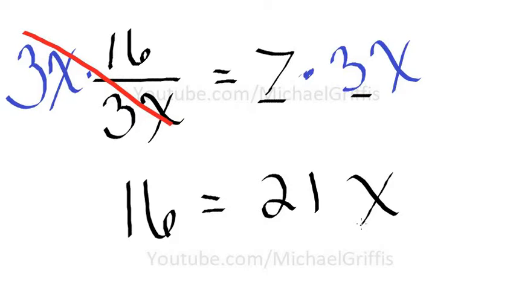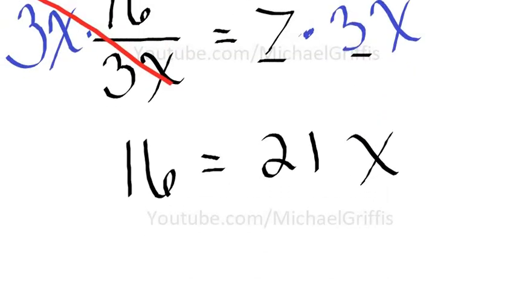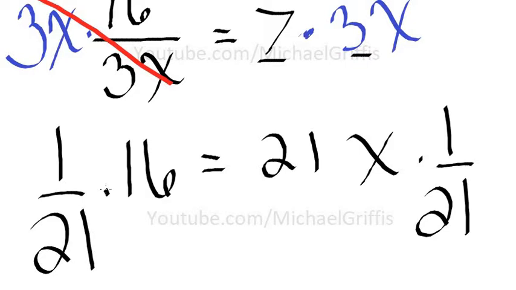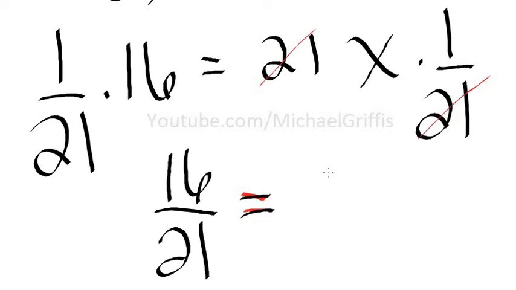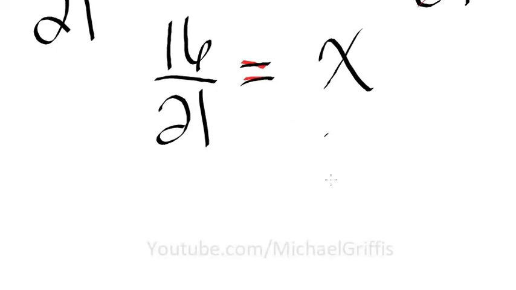Now to get rid of that coefficient, we want to change it into 1. We multiply both sides by 1 over 21, the reciprocal, which you should already know how to do. So now this 21 and that 21 will cancel out, and we'll be left with 16 over 21. Right, so there you go. X is equal to 16 over 21. So the solution, you could write it like this, is 16 over 21.